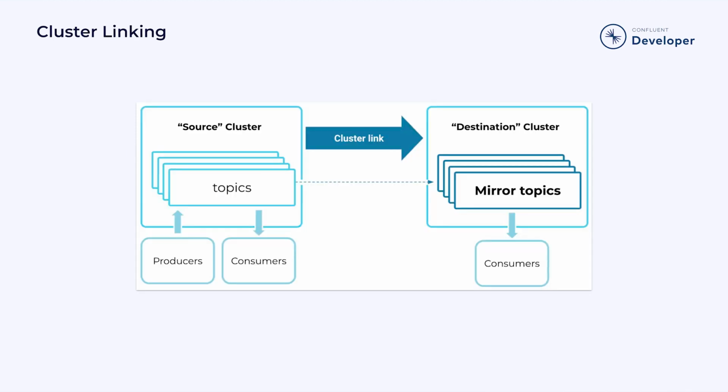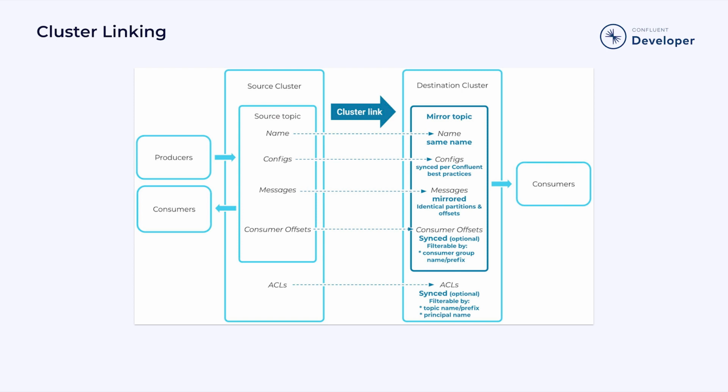Mirror topics are a special kind of topic. They are read-only copies of their source topic. Any messages produced to the source topic are mirrored byte for byte, meaning that the same messages go to the same partition and the same offset on the mirror topic. Mirror topics can be consumed just like any other topic. You can create a secure, seamless hybrid data bridge between your on-premise Confluent Platform cluster and your Confluent Cloud cluster using cluster linking. Cluster linking is by far the easiest architecture to configure, scale, and maintain.